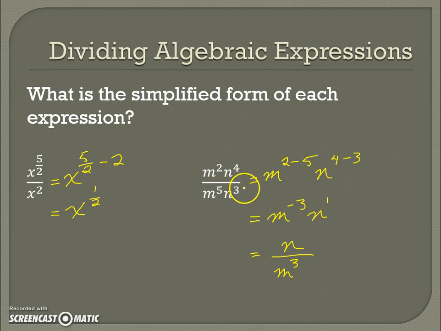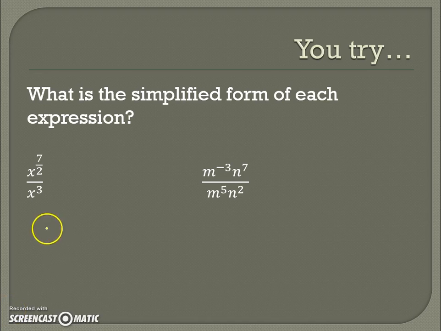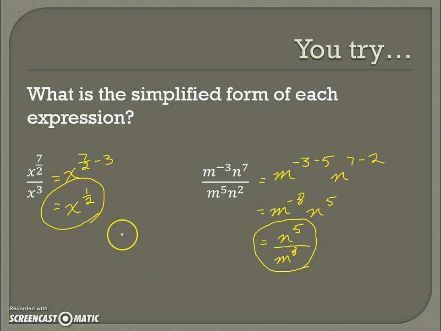You just subtract the exponents of the ones that have the same base. If you end up with a negative exponent, then you move that particular variable to the denominator of the fraction, like we did here. So here's a couple for you to try. The answers will be up in 3, 2, 1. All right, so here are the answers. I got x to a half and then n to the 5th over m to the 8th. If you did not get those, you need to check your work.